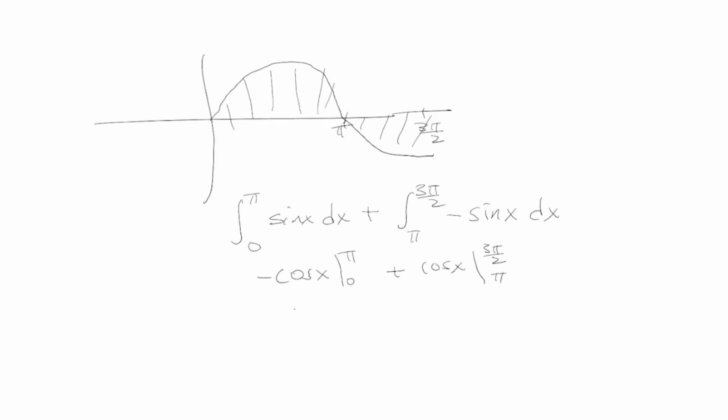Cosine of pi is negative 1. Negative cosine of pi will become positive 1. Cosine of 0 is 1, so that becomes plus 1. And then plus cosine of 3 pi over 2, that's 0, minus cosine of pi, which is negative 1. So the area here is going to be 3.